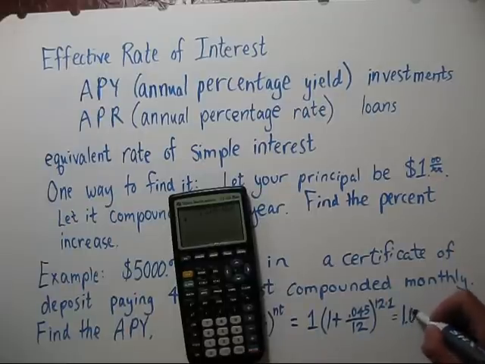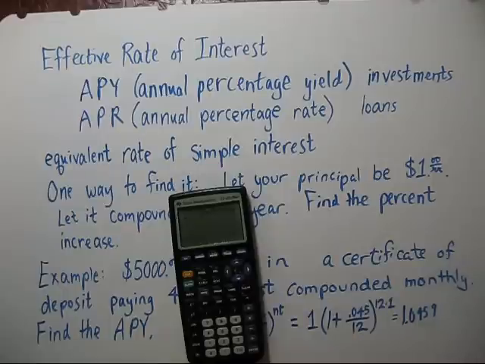And it's 1.045939825. And so let's take the percent increase. It would be 4.59%. That's your annual percentage yield.